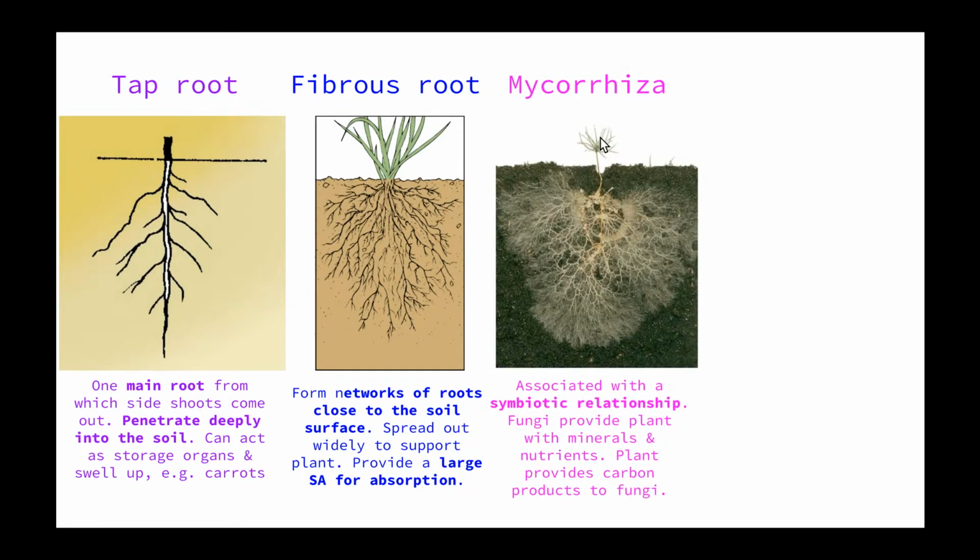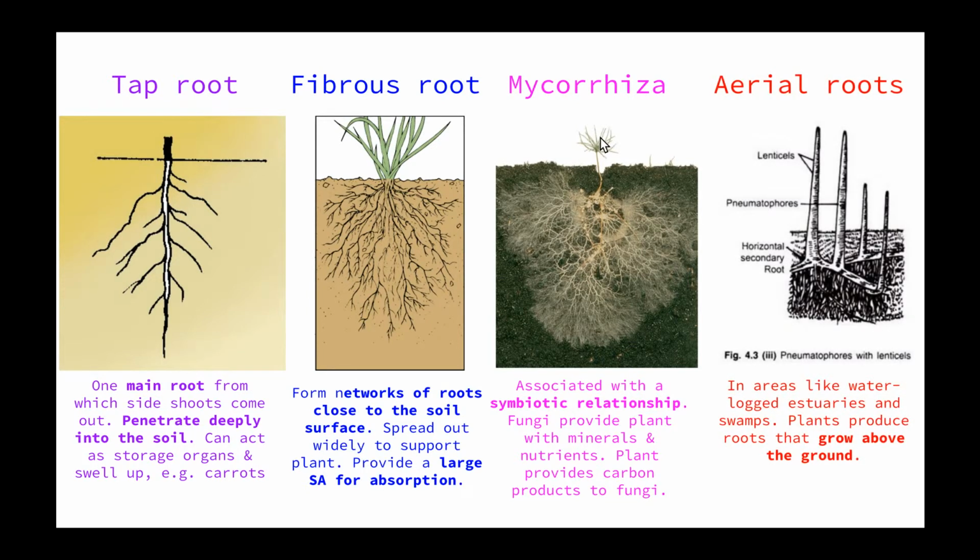Next, we have mycorrhiza. So these are associated with a symbiotic relationship. So you'll recall back in the local ecosystem topic, we looked at symbiosis, where organisms live in unison with each other. And in this case, the fungi provides the plant with minerals and nutrients, and the plant provides carbon products to the fungi, usually in the form of carbon dioxide. So it's a mutual relationship where they both help each other out.